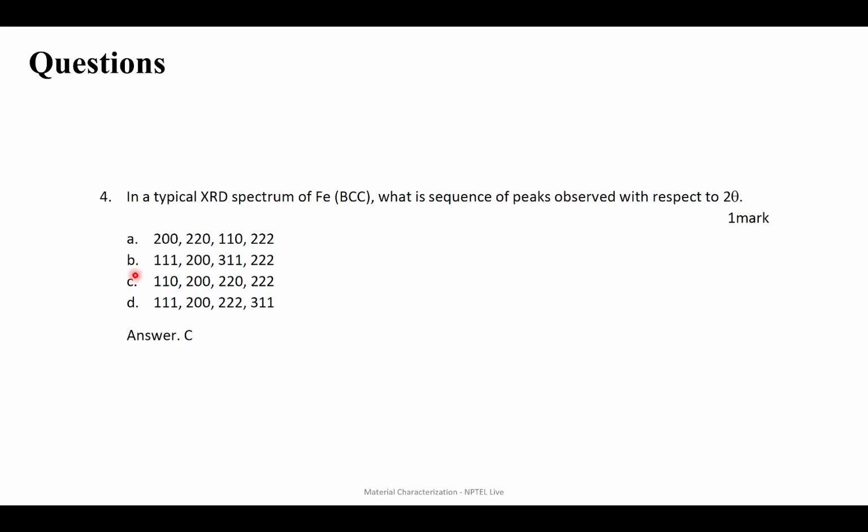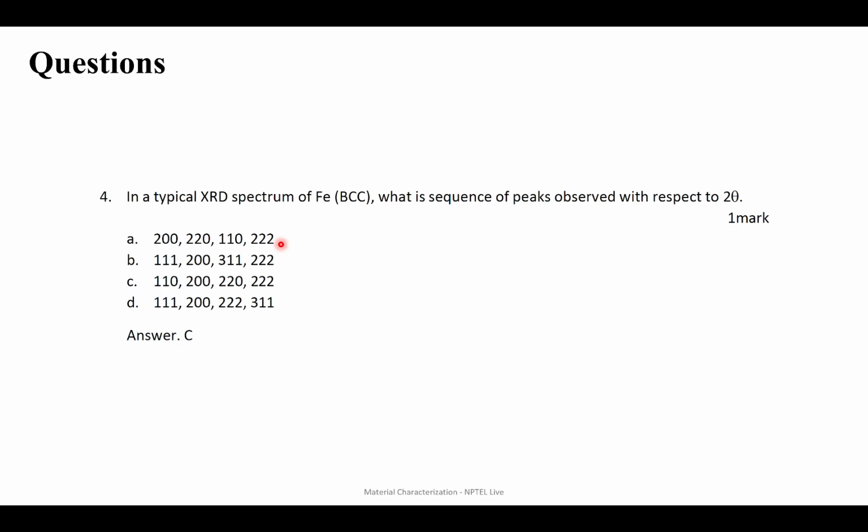And in options B and C, yes, H plus K plus L should be even for BCC, and therefore B and D would not be possible because they have 311, 111, 311. So they will not be possible for BCC. But if you check your A and C, both have H plus K plus L even.